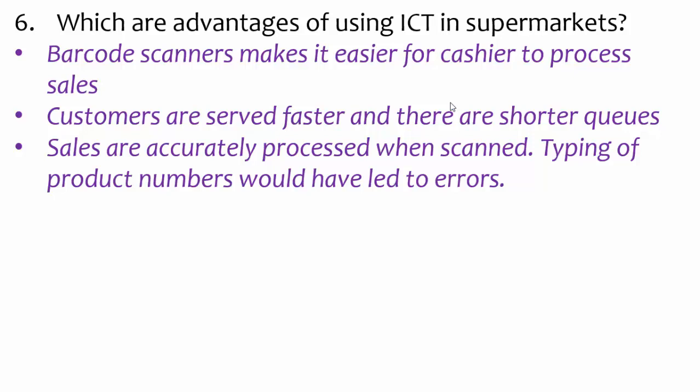Typing of product numbers will have led to errors. That is true. If the cashier will be searching the product number of each item you present at the counter to get the price, then there are chances that this person would be making mistakes while searching. Scanning lets the products pop on the screen within seconds, and the customers can be served very fast and accurately without errors. So those are some of the advantages of using ICT in supermarkets.